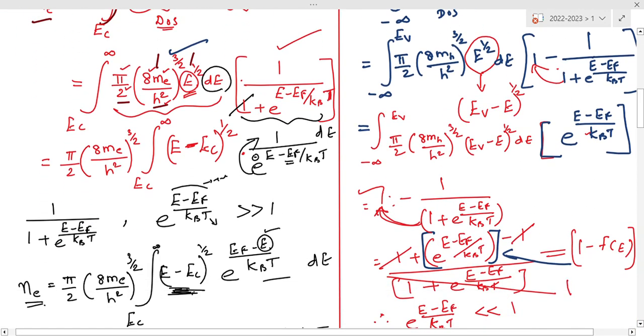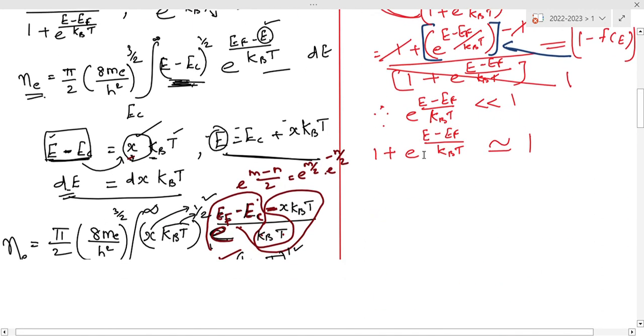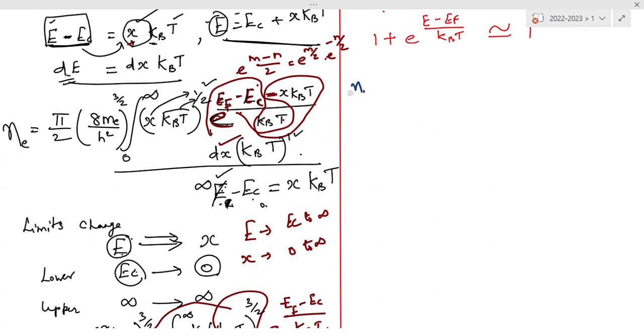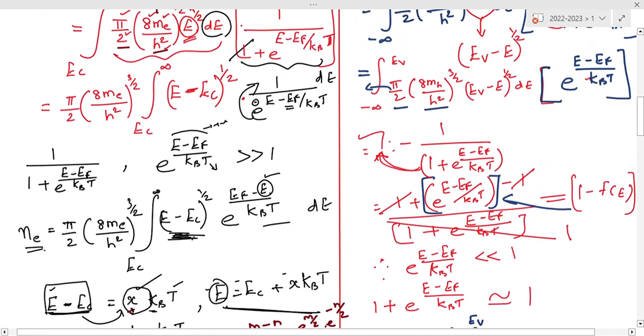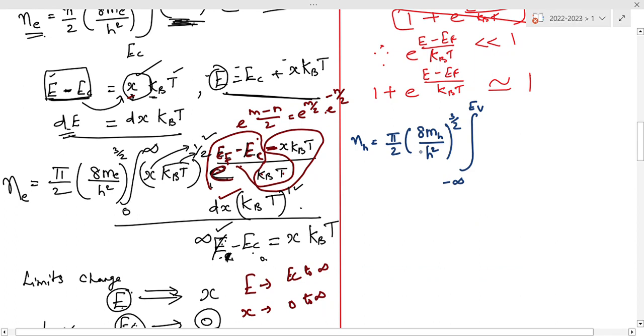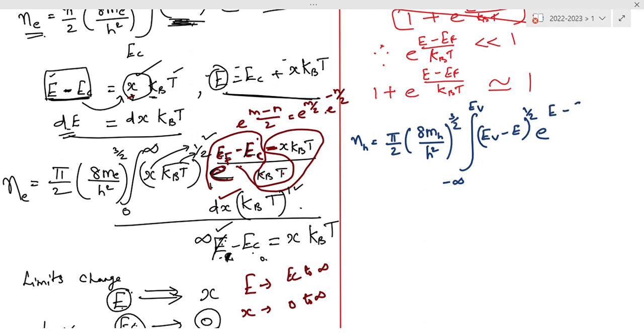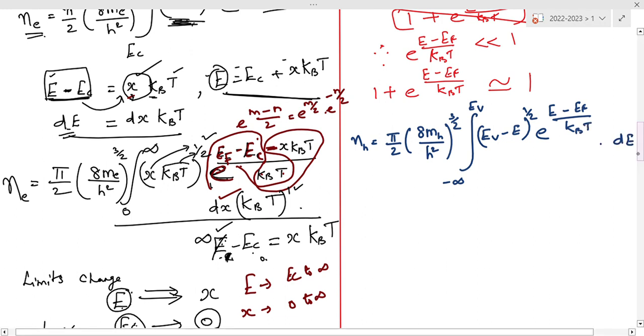Now taking pi by 2, 8 m h by h square the whole power 3 by 2 out of the integration, we get nh is equal to pi by 2 (8 mh by h square) the whole power 3 by 2, integration from minus infinity to EV, of the terms (EV minus E) power half, and e power (E minus EF) by kBT into dE. So we have arrived up to this equation.